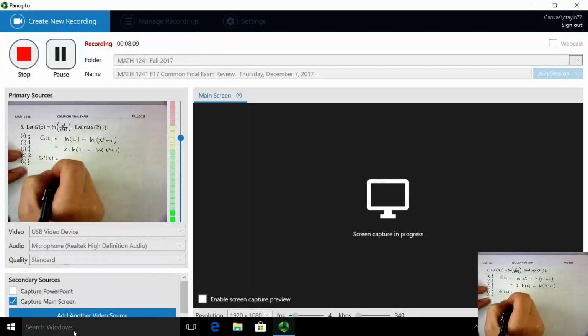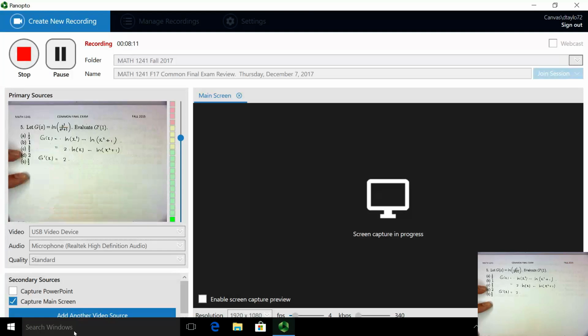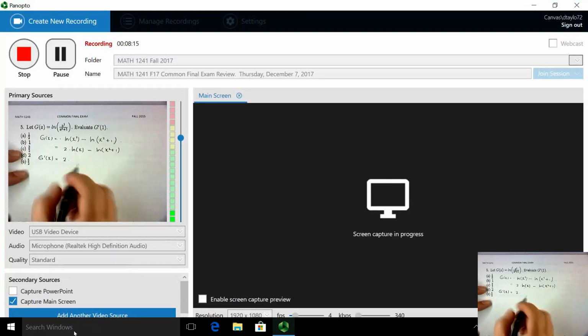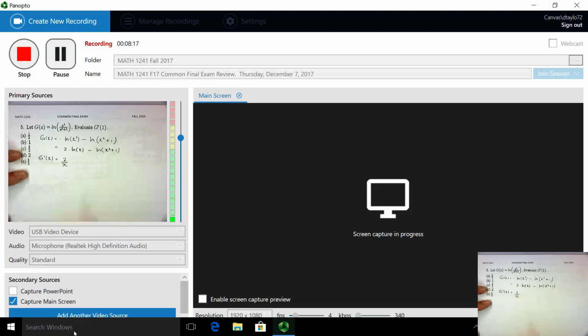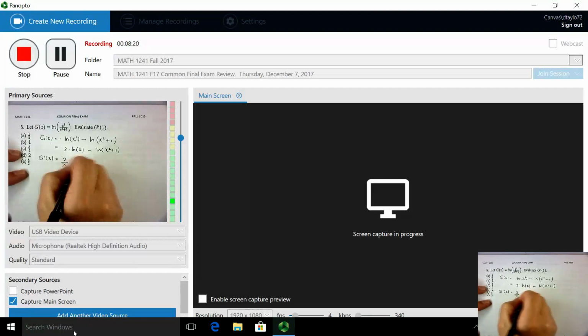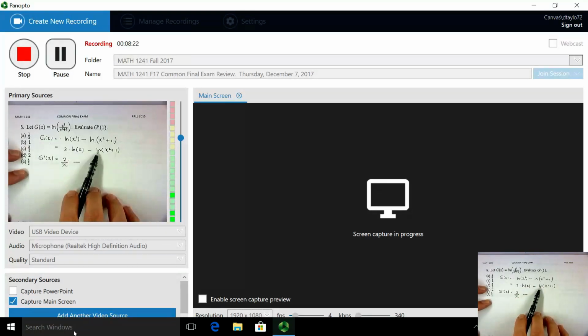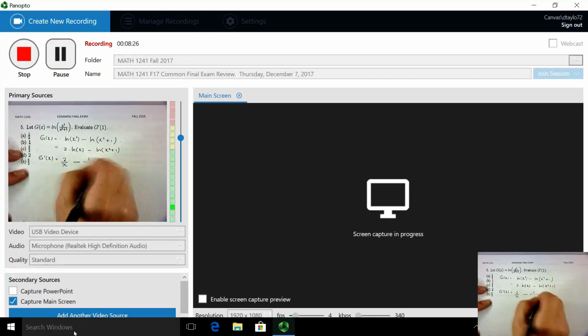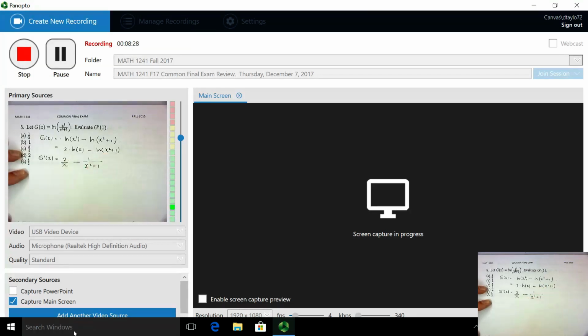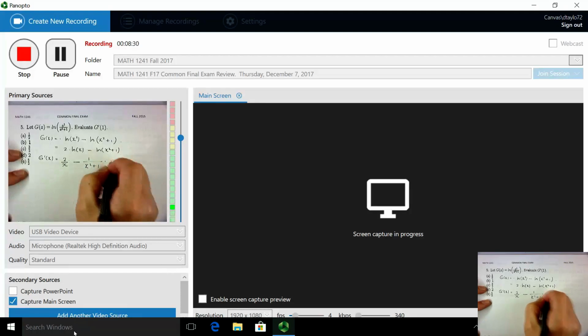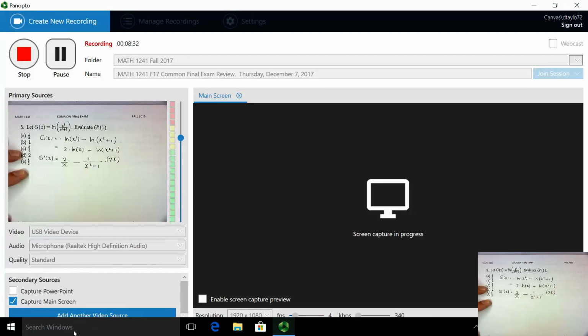G prime of x is equal to 2 as a coefficient, hold that over. The derivative of the natural log of x is equal to 1 over x, or you can write 2 over x if you'd like, minus the derivative of the natural log of x squared plus 1. By the chain rule, it will be 1 over x squared plus 1, the derivative of the outside, times the derivative of the inside. If you want to write the 2x on top, that's fine.